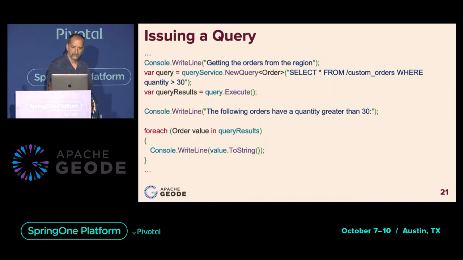All right, here's a little more advanced usage of the native client. This is just issuing a query. The query is to select star from my region custom orders where quantity is greater than 30. And the query again has a type. Type is order. Order is, in this case, a PDX serializable object, a field of which is called quantity. So we can issue queries based on, we can select based on the fields inside the object.